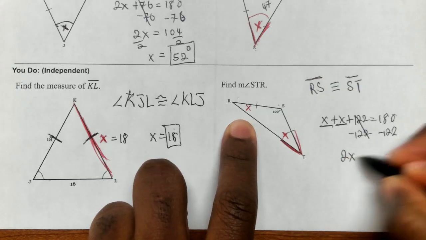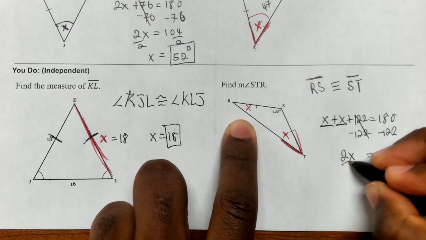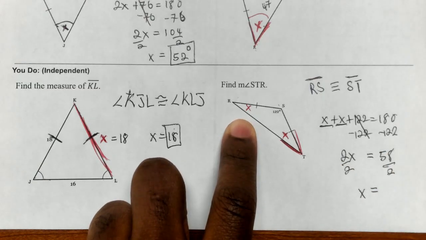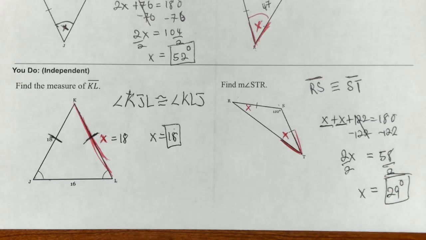So that would have been 2x equals 180 minus 122, which is 58. Then we divide by 2, divide by 2. So x is equal to 58 divided by 2, which is 29. So this will be 29 degrees. So again guys, just like that.